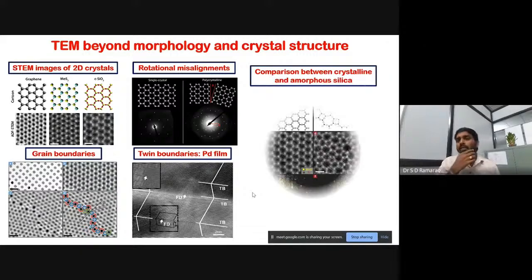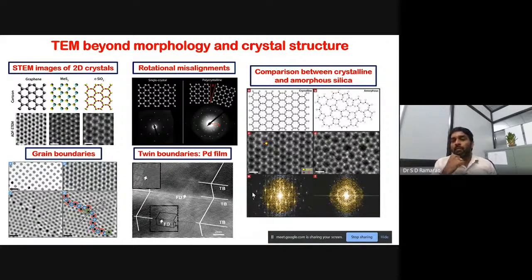Another interesting thing is, I think many of us are also doing research in amorphous materials like glasses or something else. Like silica, you all know, right? You can get silica in crystalline form or in amorphous form. So is a technique like TEM useful to understand or probe amorphous materials? Obviously you can do that, because you see this is a developed model, and this is also a model for amorphous.